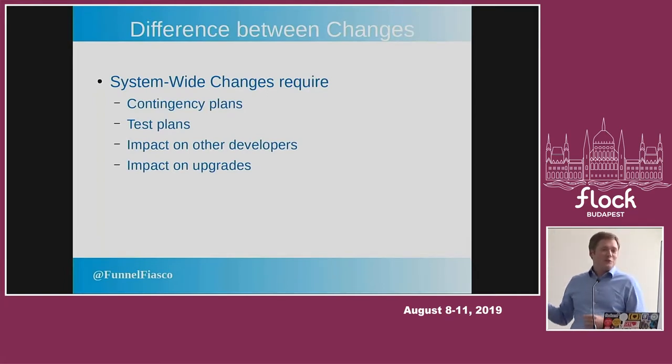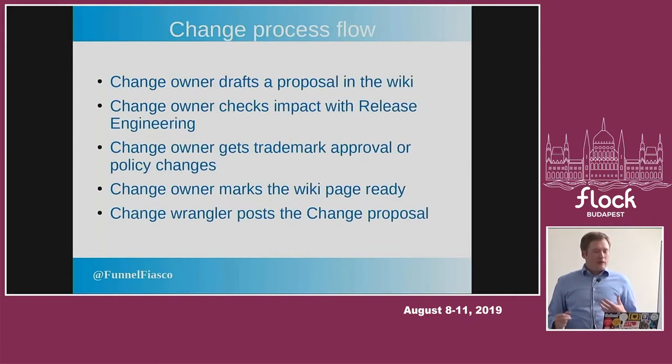If that's listed in a change proposal, I'm guessing it will probably be rejected, but it's good to identify these things, right? And so the way the flow kind of works is the change owner drafts a proposal in a wiki page. They check with release engineering if they have to. We've made fewer people have to do that, because I was tired of having Mohan go in and be like, yep, it's fine, yep, it's fine, yep, it's fine. It's a waste of his time.